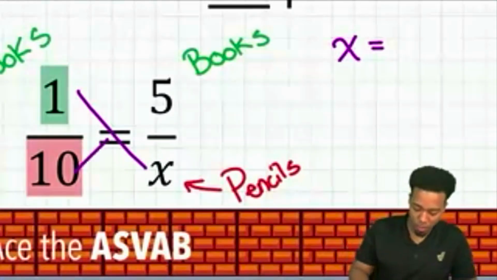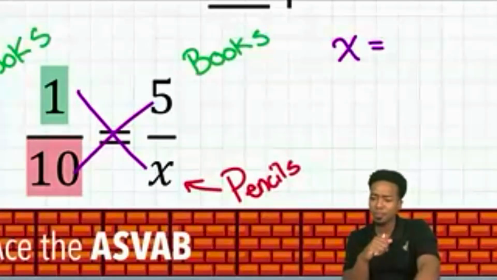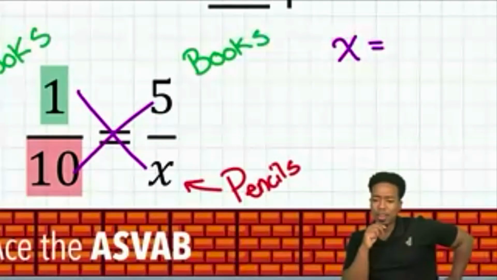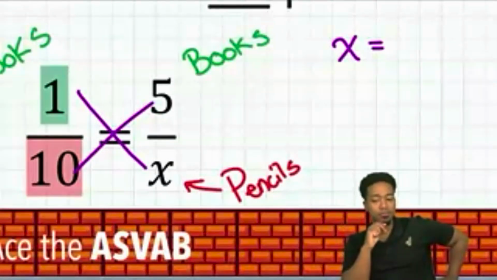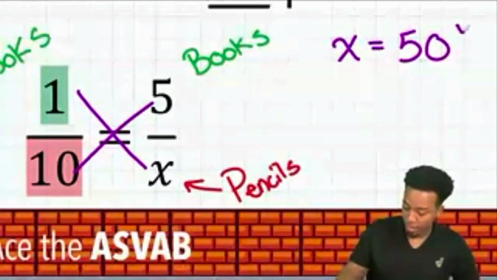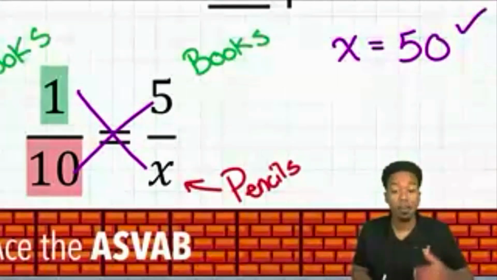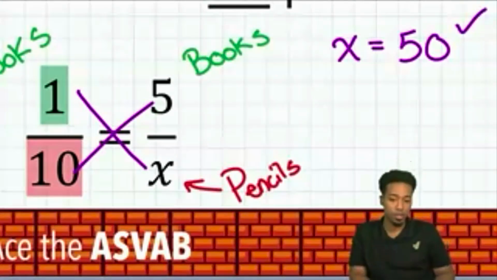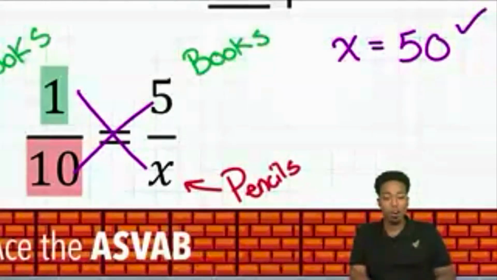Now let's cross over here. Crisscross applesauce. Everybody, 10 times 5. You know I'm bad at math. What's that going to be? 10 times 5, that's going to be 50. Okay. Sounds good. We'll write that right over there. And there's our answer. We know that there are going to be 50 pencils if we see 5 books. There it is. And we are good.